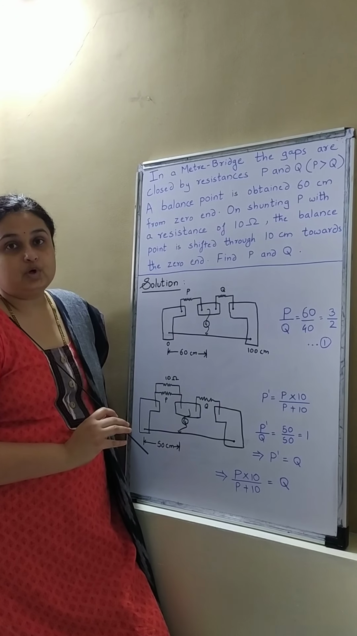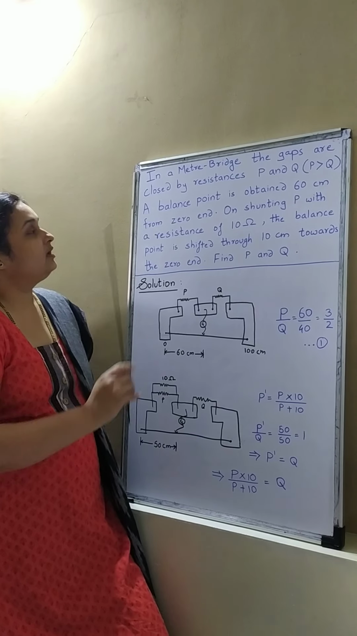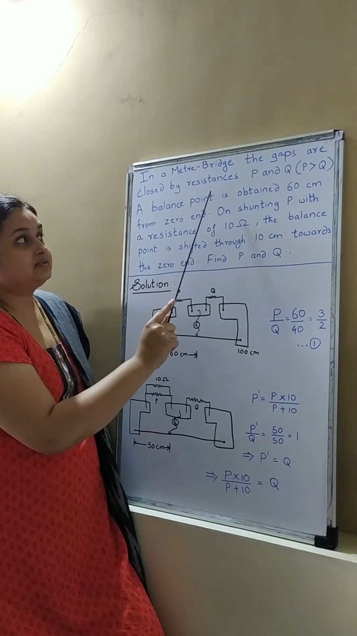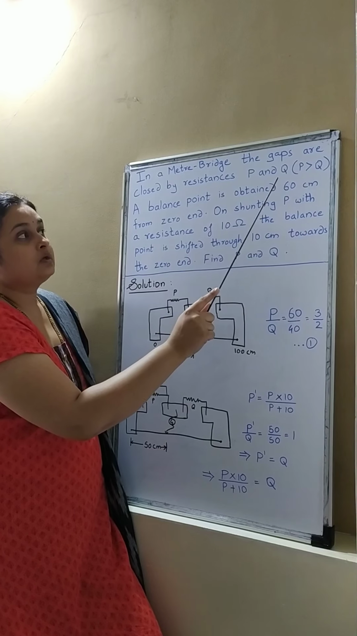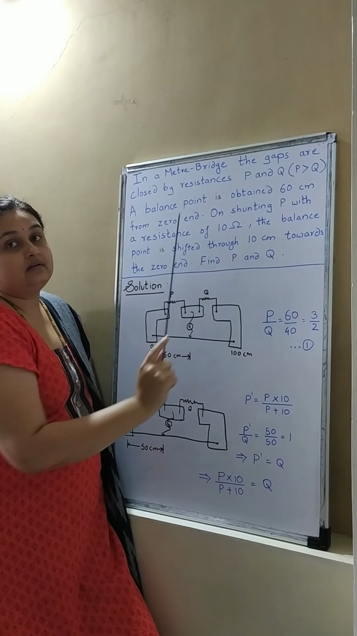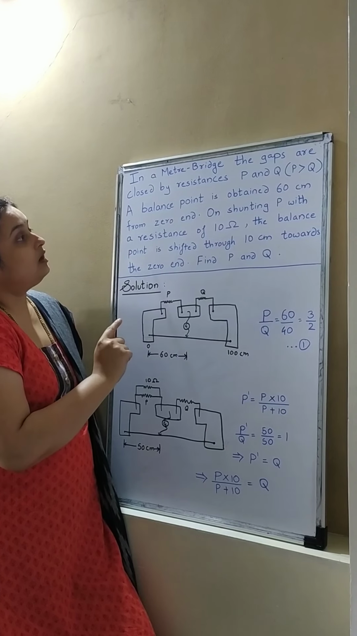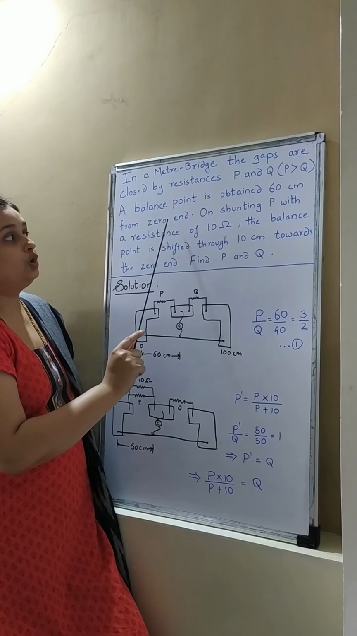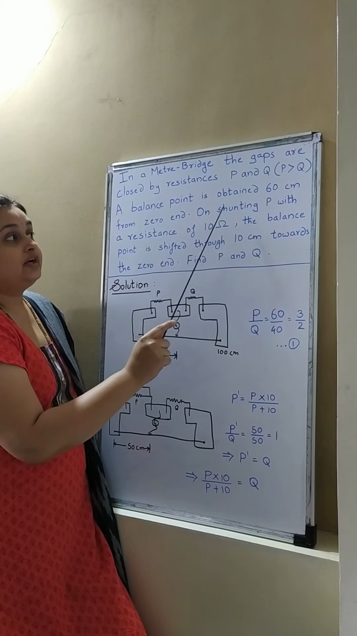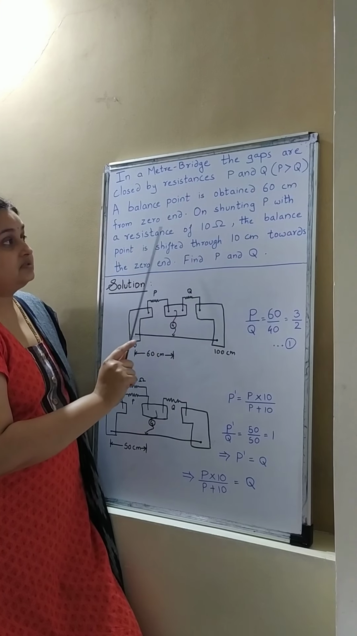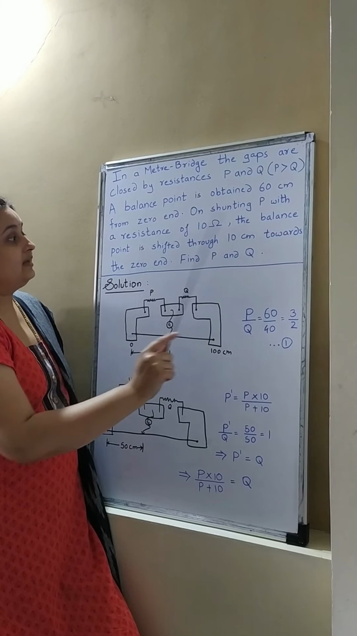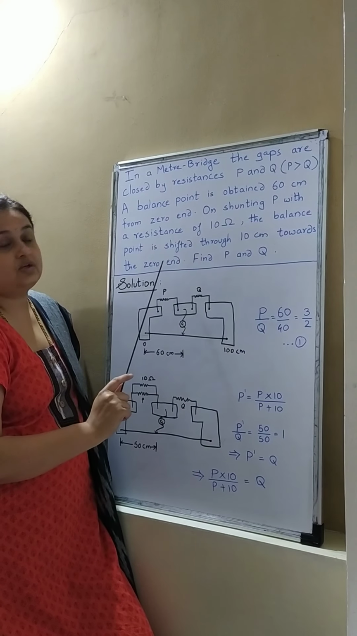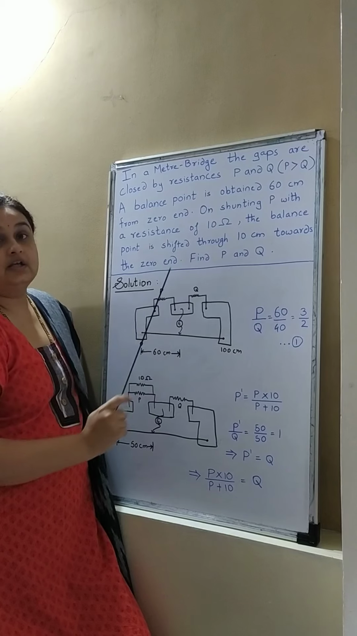We are going to see a problem on meter bridge now. In a meter bridge, the gaps are closed by resistances P and Q such that P is greater than Q. A balance point is obtained 60 centimeter from zero end. On shunting P with a resistance of 10 ohm, the balance point is shifted through 10 centimeter towards the zero end. Find P and Q.